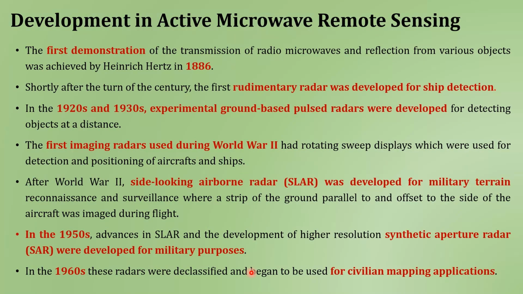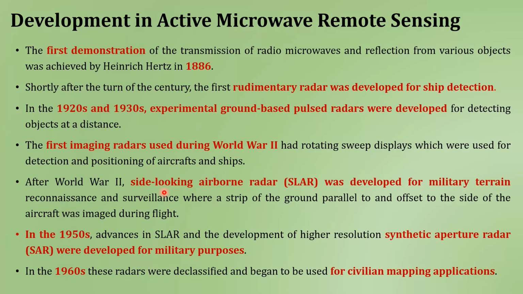Here are some of the major developments in active microwave remote sensing. The first demonstration of the transmission of radio microwaves and their reflection from various objects was achieved by Heinrich Hertz in 1886. Then rudimentary radar was developed, which was used for ship detection. In the 1920s and 1930s, experimental ground-based pulsed radars were developed for detecting objects at a distance. The first imaging radar was used during World War II.